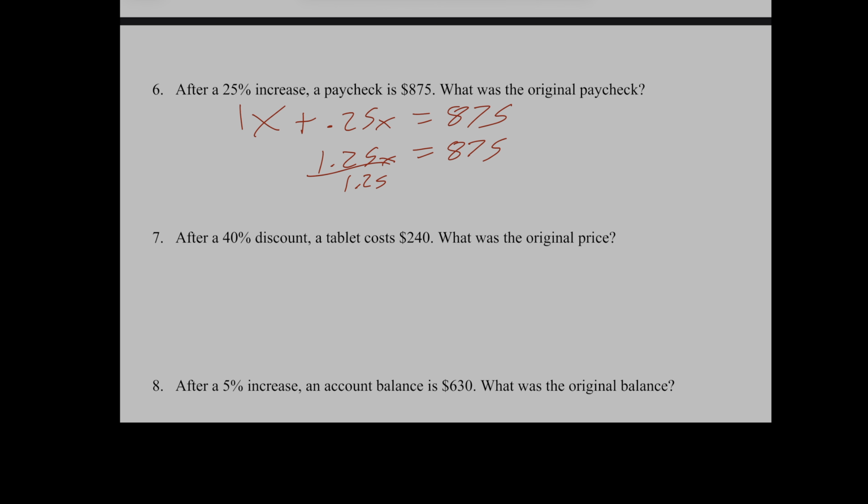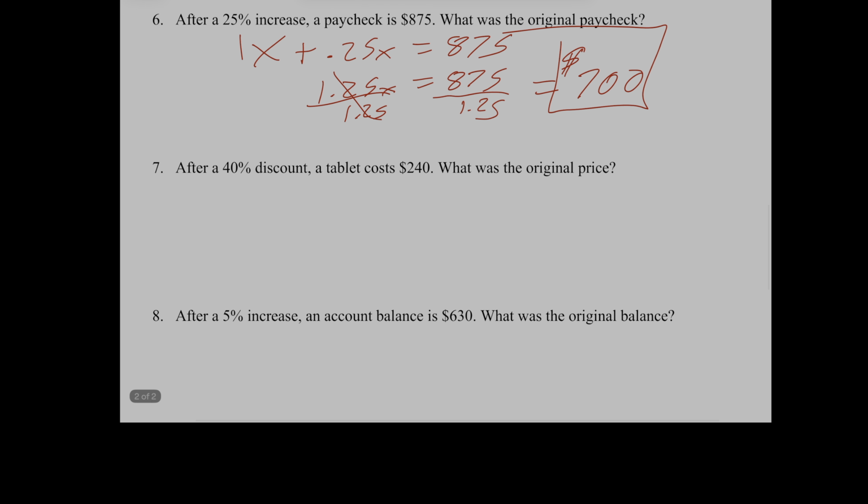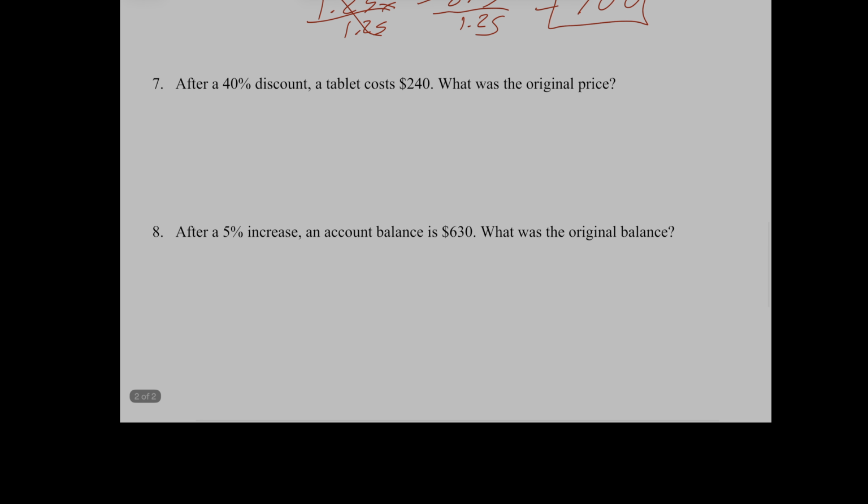Now, when I divide everybody by 1.25, I'm going to put that in my handy-dandy calculator, and I'm going to just write 875 divided by 1.25, and my answer is going to be $700. So I started with $700, but now I increased it by 25%. I'm now at 875. Cool.